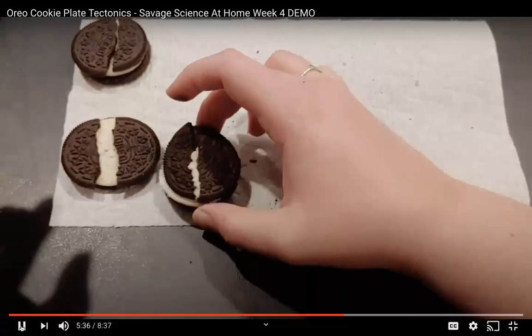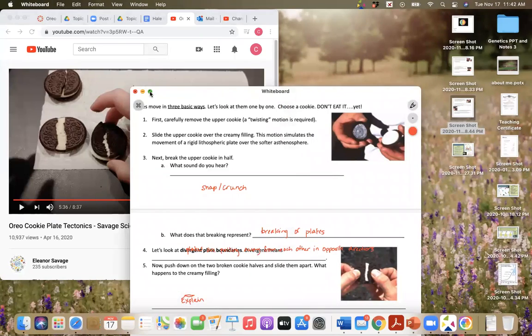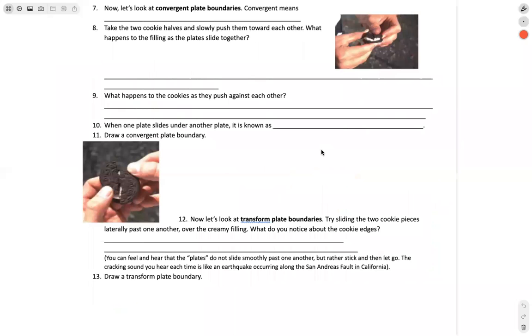For our last plate boundary, let's go back to our worksheet. Is that the next part? All right, so convergent plate boundaries. Convergent means that plates are pushing towards each other.